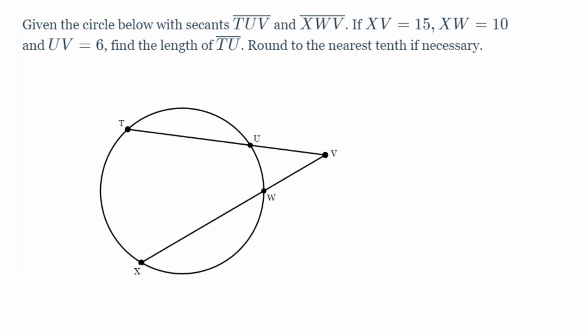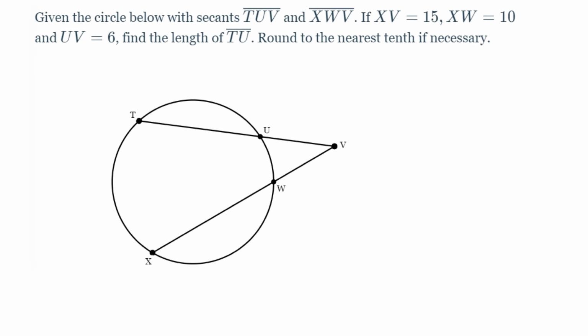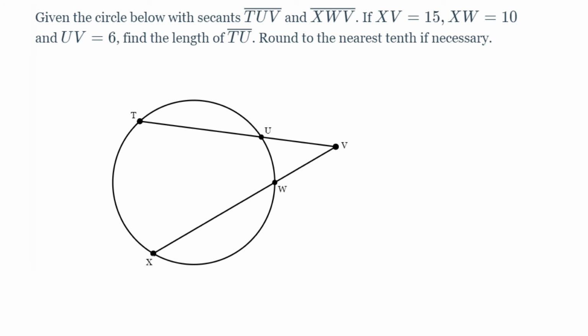All right, now for the level 2 type things. On the level 2, what we're going to see is just more variables. So let's go ahead and label what we have. It says given the circle, we have secant lines. We now learn that XV is this entire segment that we see over here. Let's go ahead and label that. XV has a measure of 15.